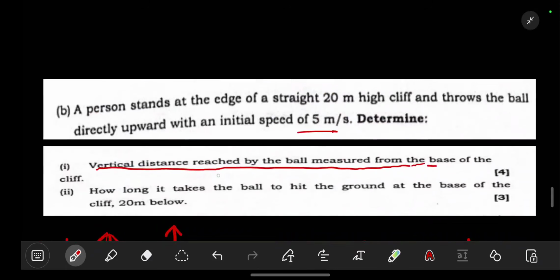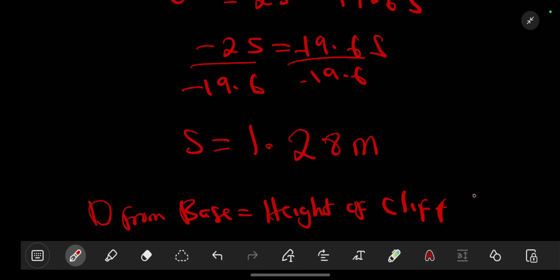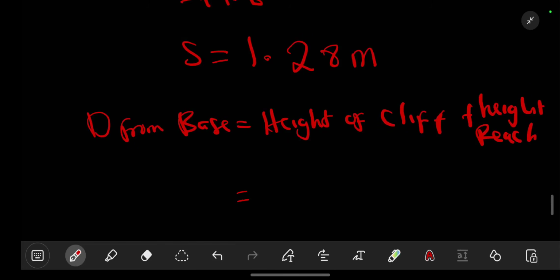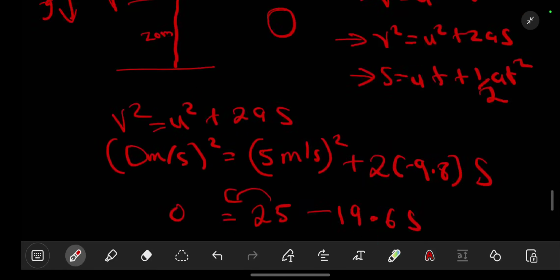Then to find the distance from the base, you can write it in full. Distance from base should be equal to the height of the cliff plus the height reached from the cliff. So the height of the cliff is 20 meters, plus this additional height of 1.28, which will give us a value of 21.28 meters. Okay, so let's look at our next one.